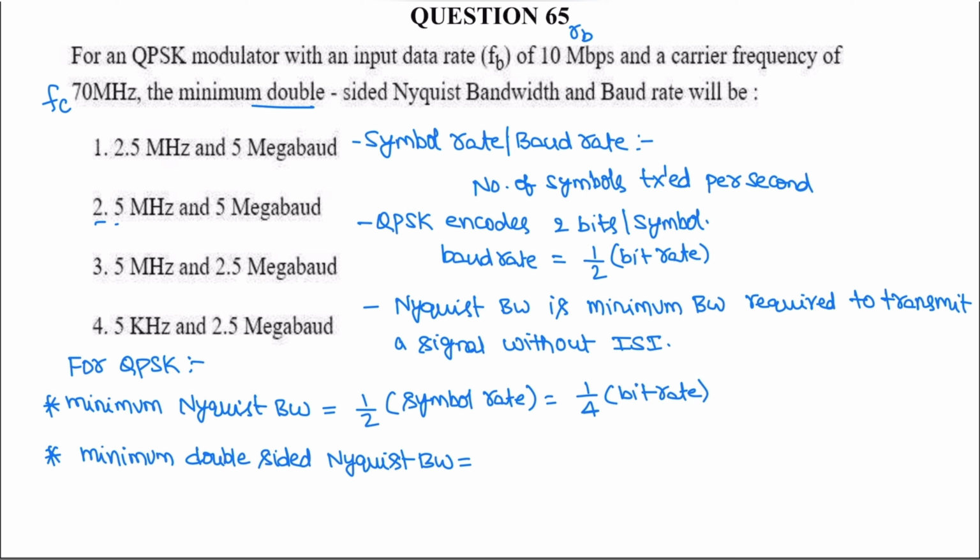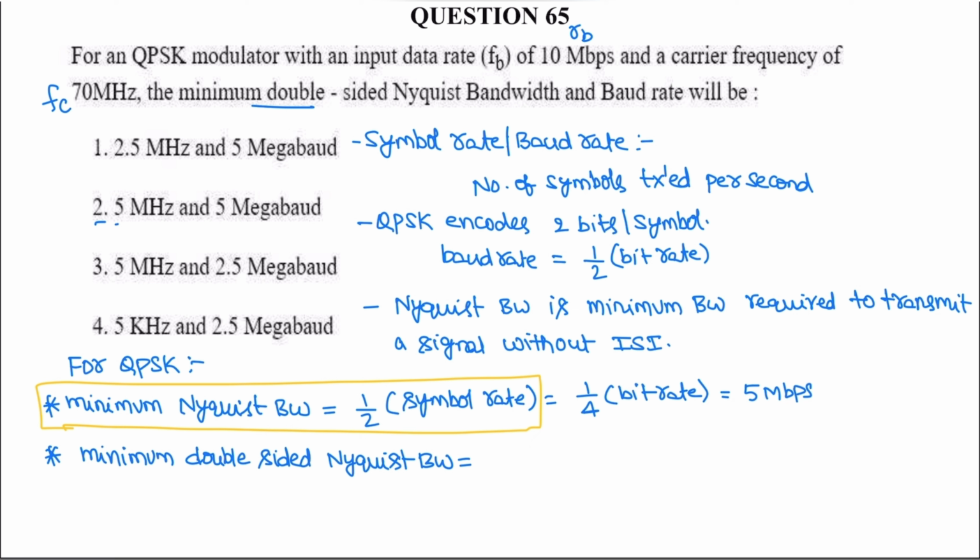But the formula is: minimum Nyquist bandwidth is half of the symbol rate. In QPSK, the symbol rate is half of the bit rate. So that is 1 by 4th of the bit rate. In the question they have given 10 Mbps, so its value is 5 Mbps.